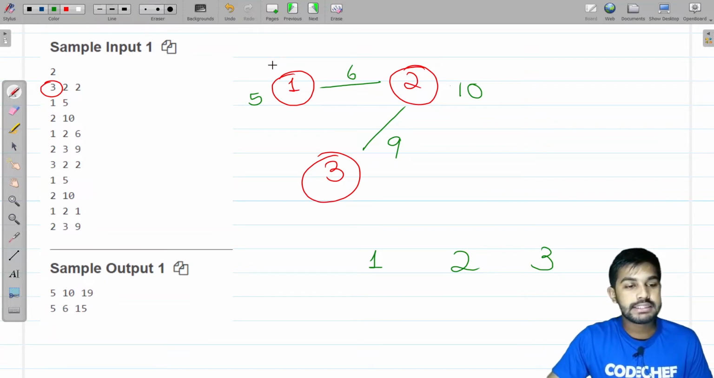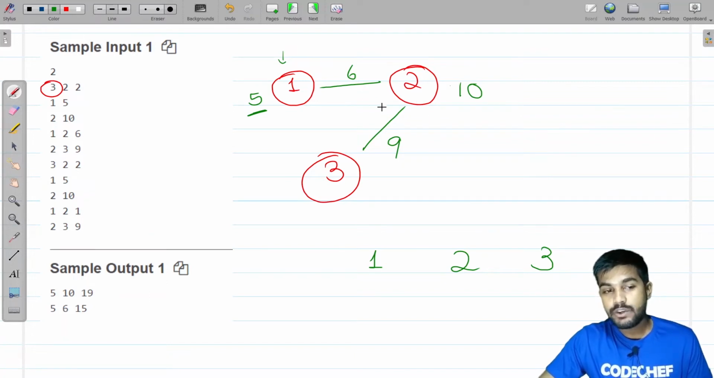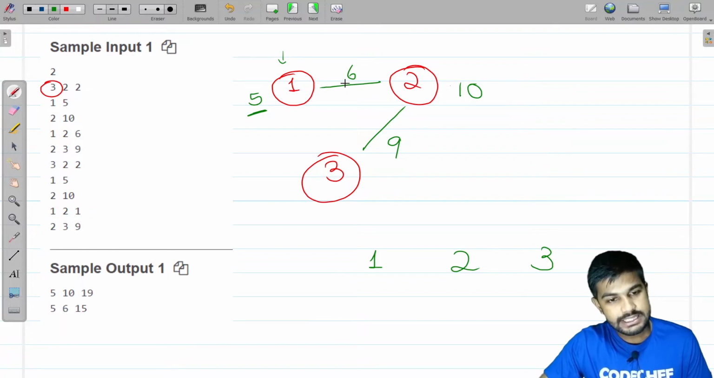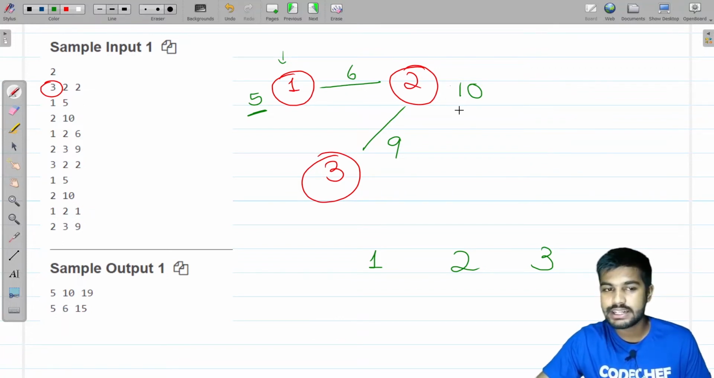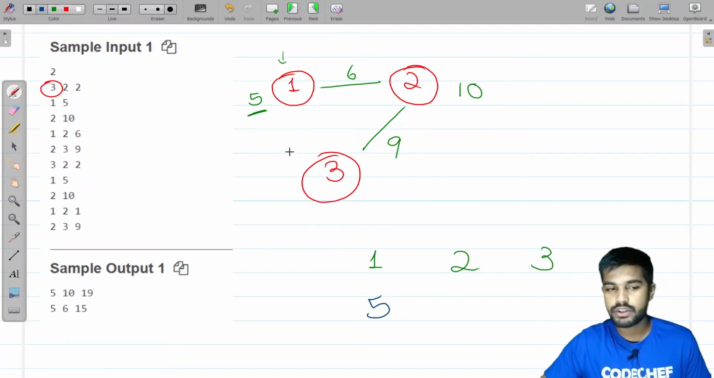Now let us consider the first city. To test in that city only, we need to pay 5. To test in the second city, we need to pay 10 plus the length of the road, so we need to pay 16 if we test in the other city, that is 2. So 5 is cheaper, so for now our answer would be 5 for the first city.